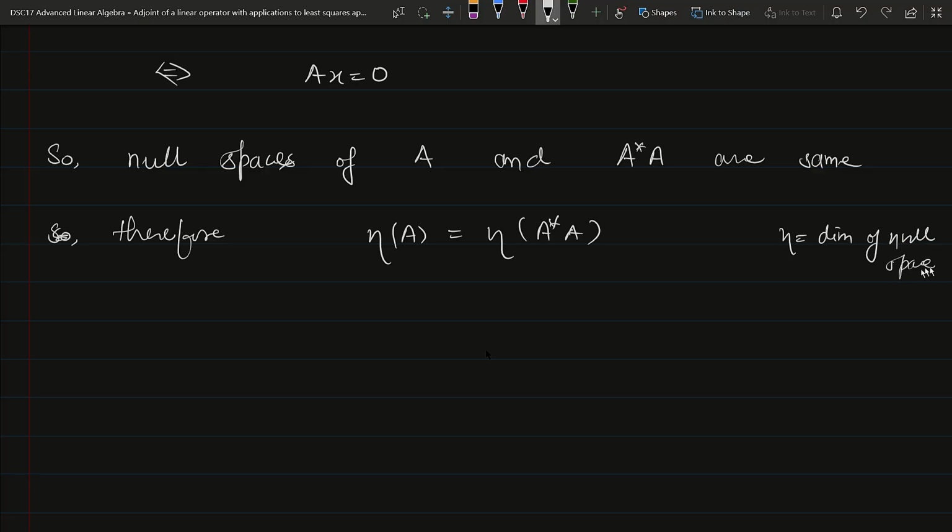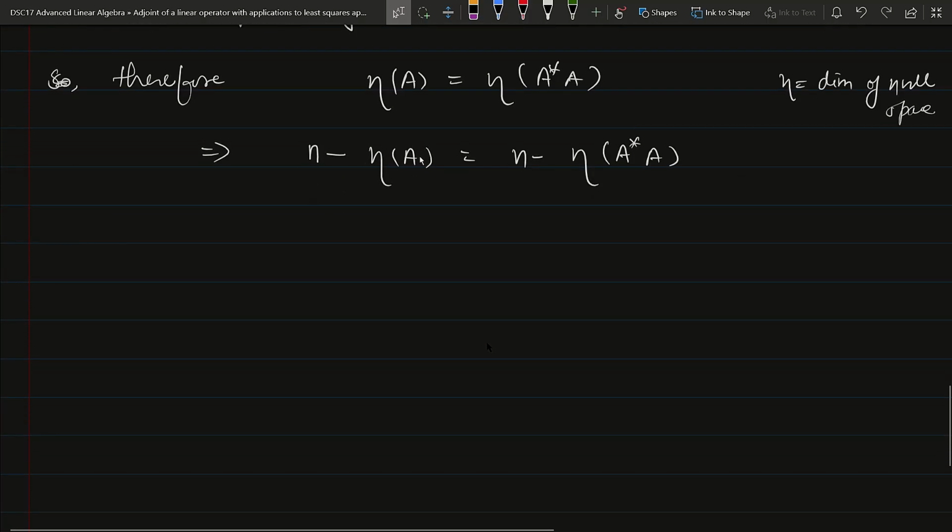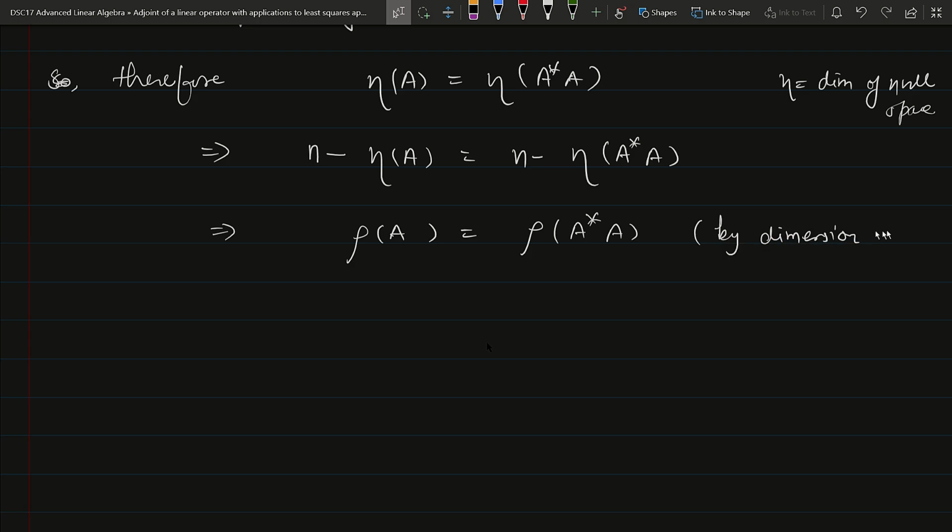ठीक है, अब अगर ये nullity of A सेम है तो I can say this implies n किसका डायमेंशन है, Fn का. So I can say n minus nullity of A, that is same as n minus nullity of A star A. Okay, from the rank nullity theorem you can say n minus nullity of A, that will be the rank of A. So that is rank of A is same as rank of A star A, and this is due to the dimension theorem, or you can say by rank nullity theorem.